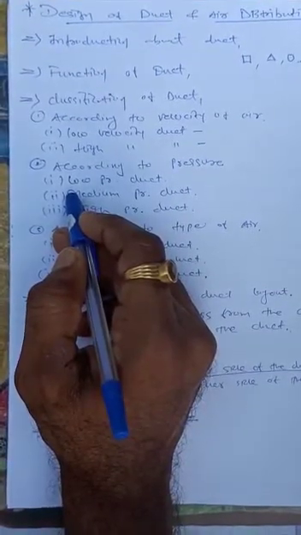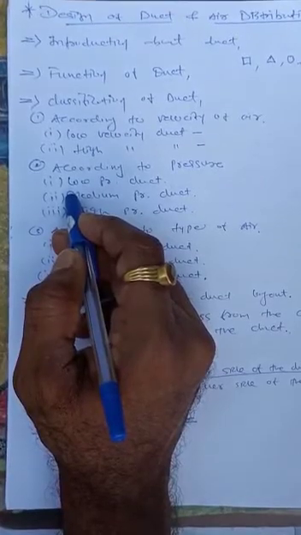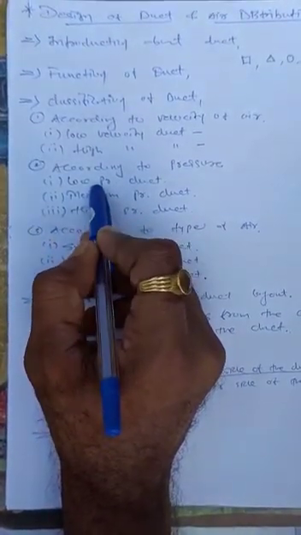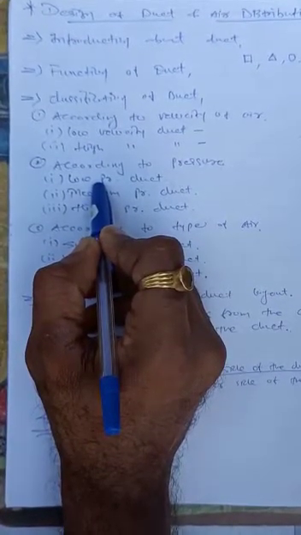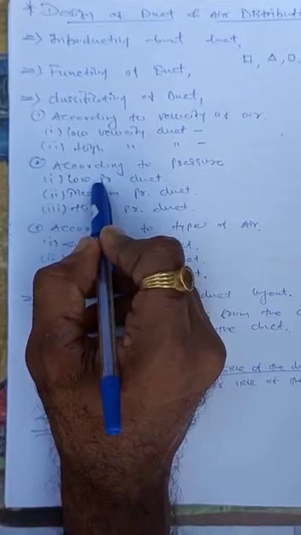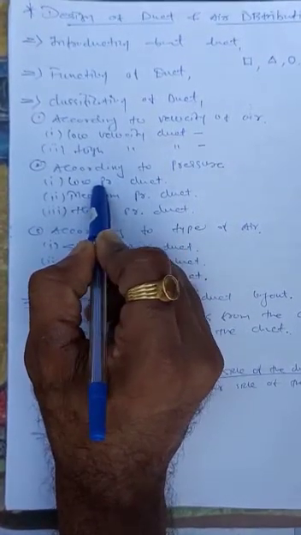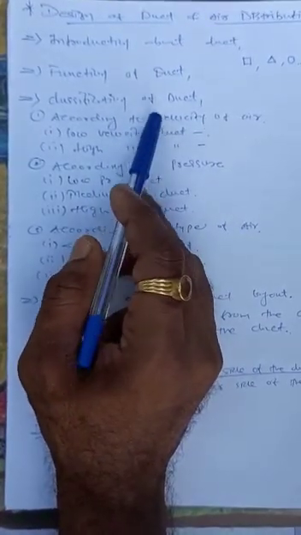One more function is that duct systems are also used to bring cooled or warm air to the proper distribution points where several rooms are to be conditioned. These are the different functions of duct.